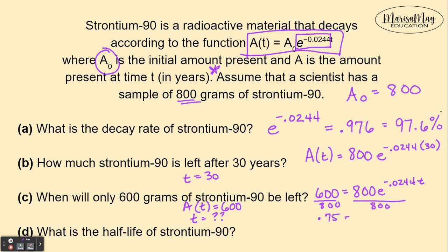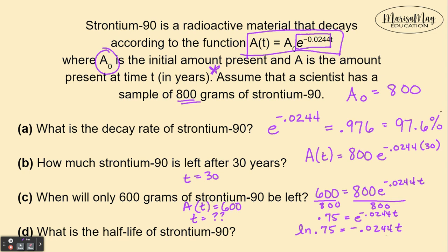That gives me 0.75 over here, and I've got e to the negative 0.0244t. Next step, I've got to get rid of the e, and the way to do that is to take the natural log of both sides. So I've got the ln of 0.75, and when I take the ln with the e over here, that ln and that e just go away.